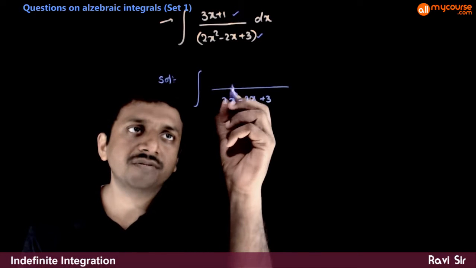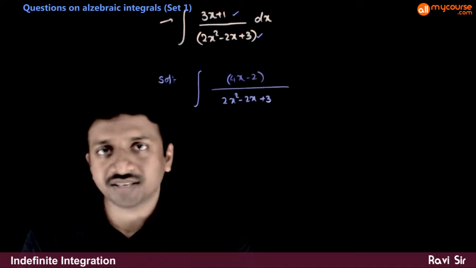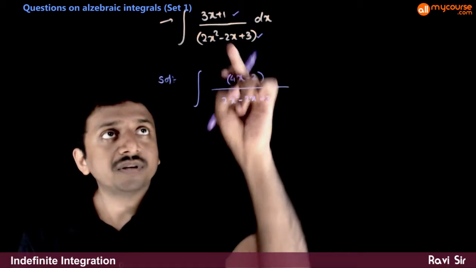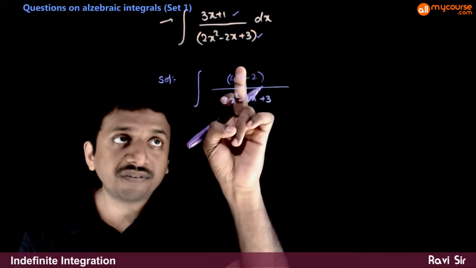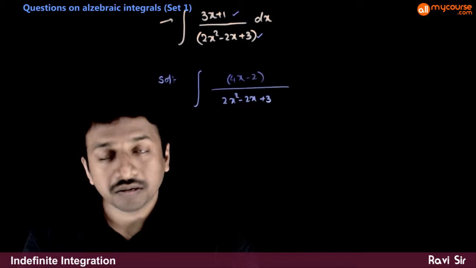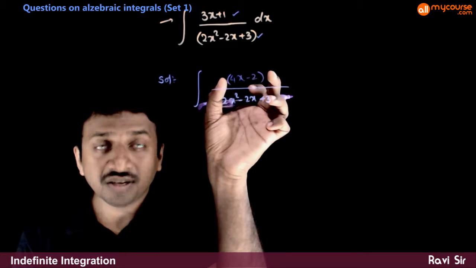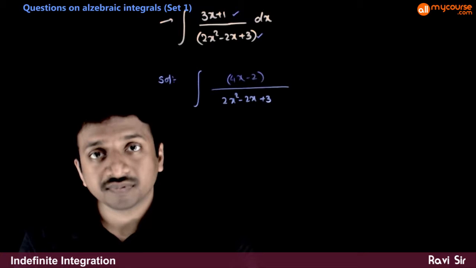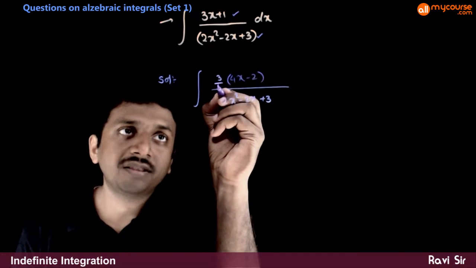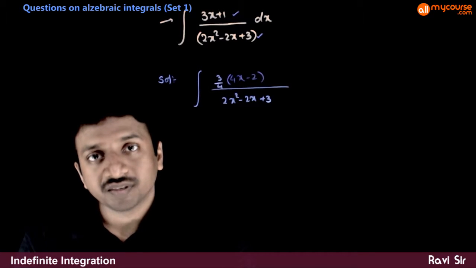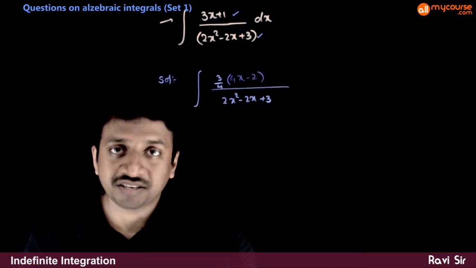So what is the differentiation of this? 4x − 2, right? That's the differentiation. Now, in the numerator, actually you have 3x, but in the differentiation you have 4x. So first, appropriately multiply this differentiation to adjust the x term. You want 3x, but you have 4x, so I'll multiply it with 3 by 4. Now you have 3x. The x term has been adjusted.